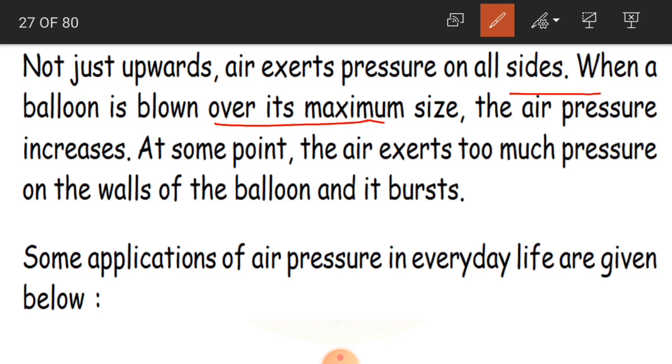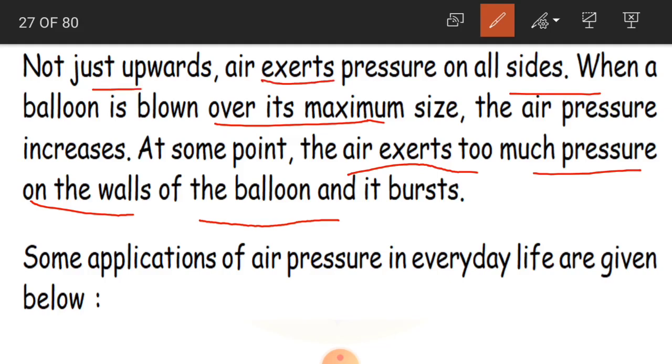Sometimes we also hang them to the walls or to any corners for decorative purpose. So we'll observe that suddenly they are bursting even without touching, without pointing anything towards the balloon, they are bursting. Why? Because the air exerts too much pressure on the walls of the balloons and it is going to burst. Okay children, so this is how we learn that air exerts pressure on all sides.